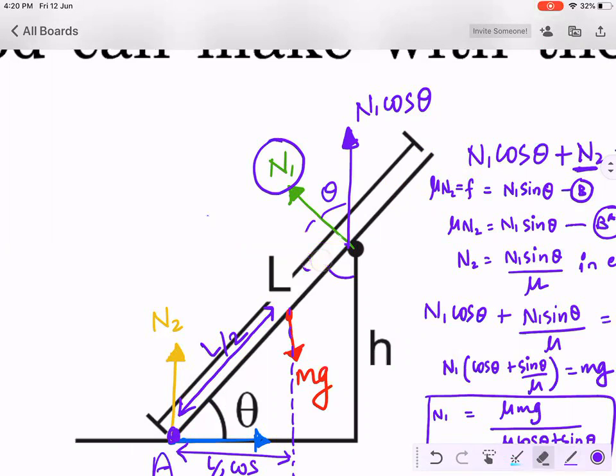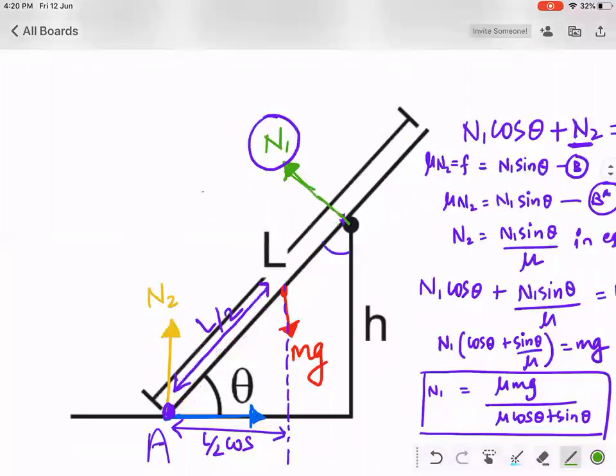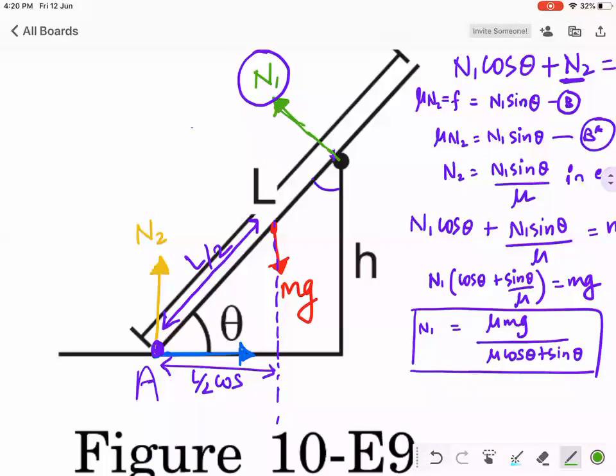N1 is going to rotate it anti-clockwise. Am I right? Say yes. N1 is rotating the rod anti-clockwise. And the torque due to frictional force and N2 is already 0, because N2 and the frictional force are acting on A itself. So the torque due to N1 is N1 into this distance.